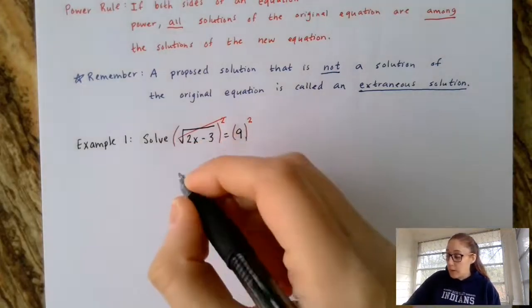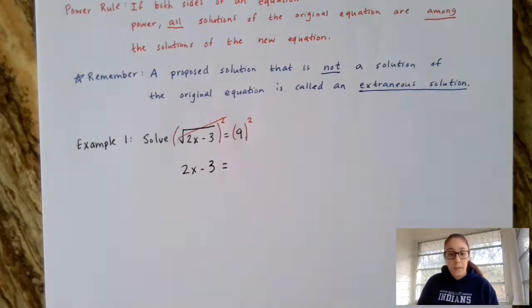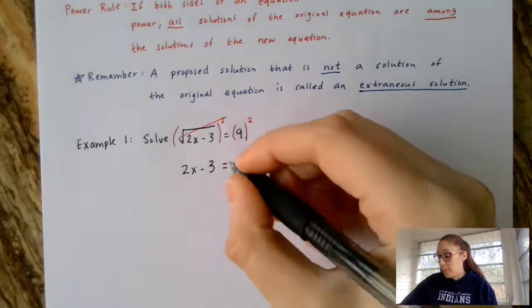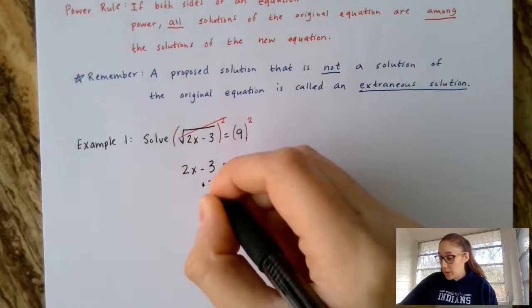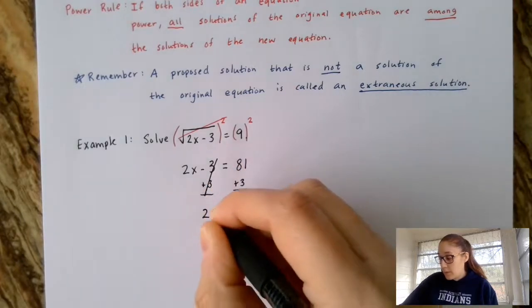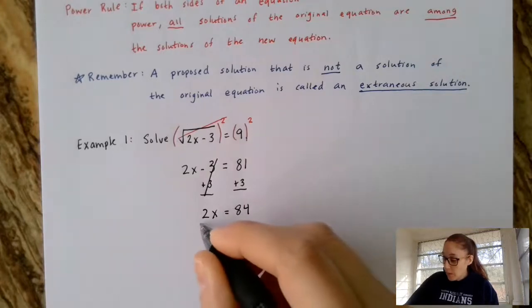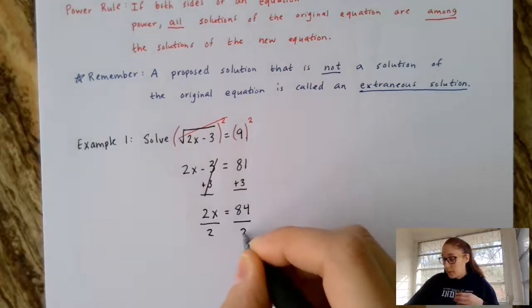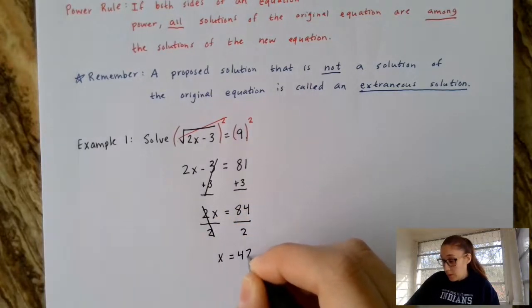So now what I'm left with is what's inside the radical, 2x minus 3. And on the right side, I can just do 9 squared. 9 squared is 81. Alright, and now this is a problem that you could probably do when you were in 7th grade. So we're just going to do plus 3 on both sides, right? It's just some basic algebra. And then we have 2x equals 84. We're going to divide by 2, and we get x is equal to 42.